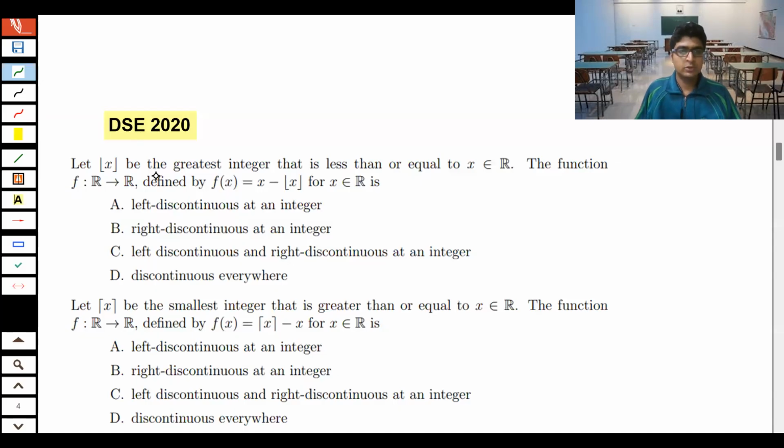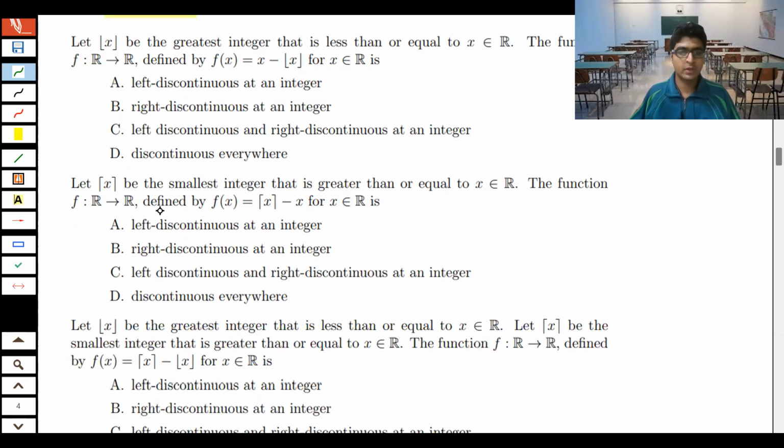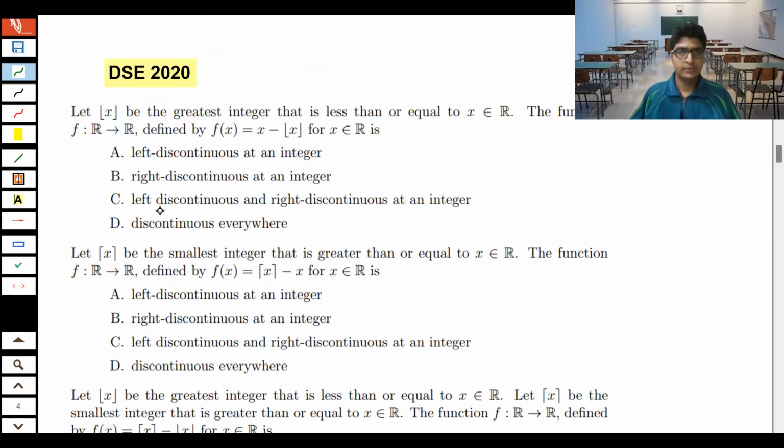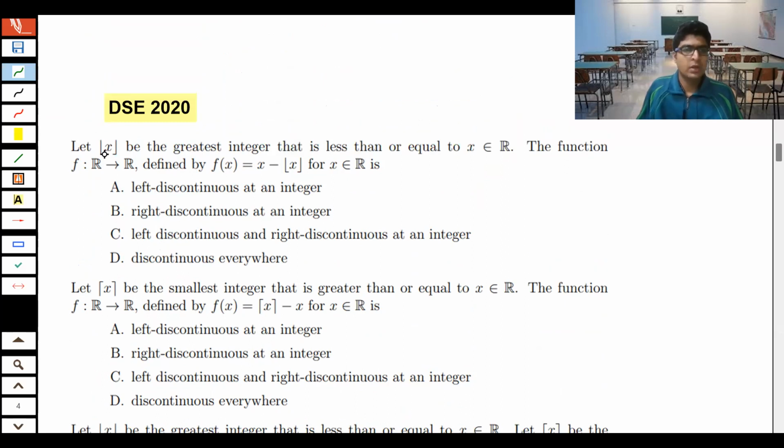Hi. So these are the questions from DSC 2020. Okay. So let's solve them.